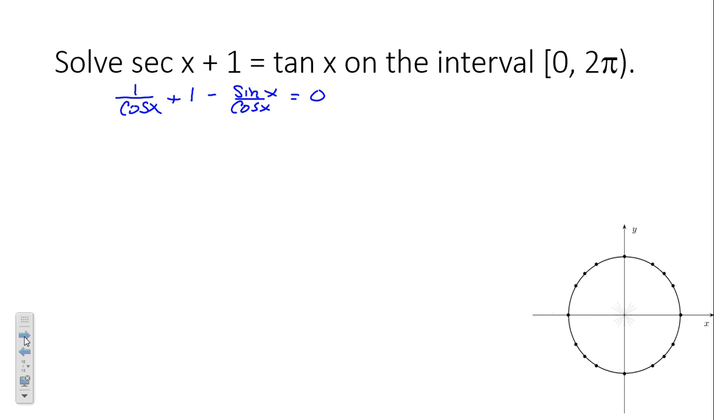We could move the 1 to the other side, but when we factor eventually, we're going to want to have it equal to 0. Now, it would be nice if we didn't have this denominator, right? Or get a common denominator. Or multiply everybody by cosine. Now that we have an equals 0, we can multiply every single term by the same thing, so we don't have to worry about common denominators so much. So let's take everybody times a cosine.